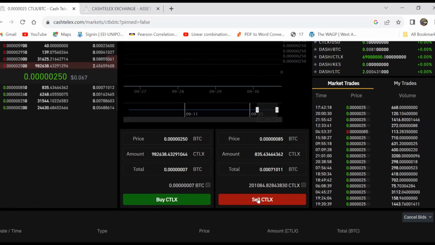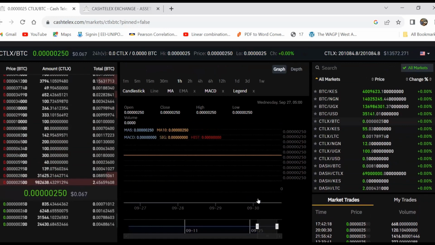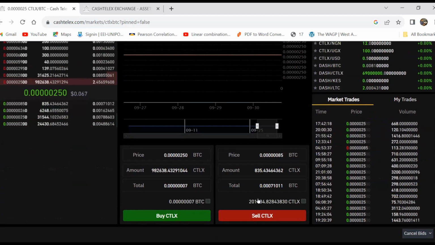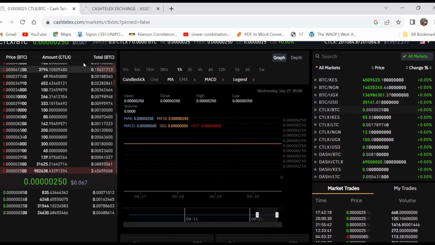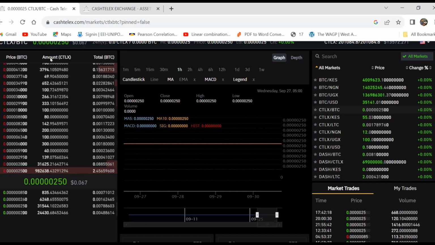So these two areas where you can set your price are now being transported to this. Anytime you set a price for buying, it goes to this region here. Any price you set here automatically goes to this place. Then anything you set here for selling of CTLX goes to this red region where my cursor is. So all the prices listed here are from people that are trying to sell. So let me explain what it means by price BTC, amount CTLX, total BTC.